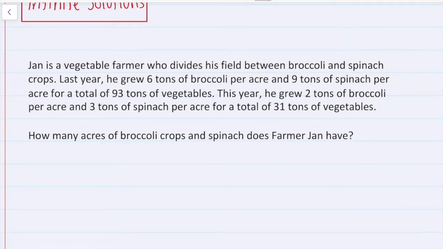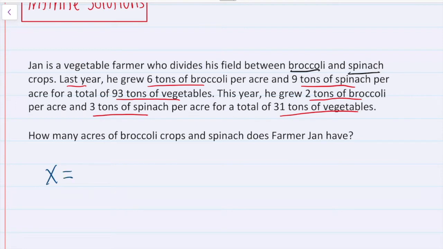So here's an example of a problem with infinite solutions. Let's talk about it. We're talking about a farmer who devised a field with broccoli and spinach. Last year, they grew this amount of broccoli and this amount of spinach, and that's the total of their harvest. And this year, this amount of broccoli and this amount of spinach was produced for a total of 31 tons.